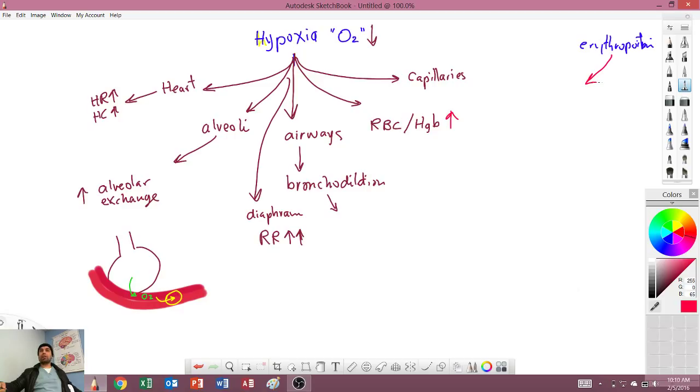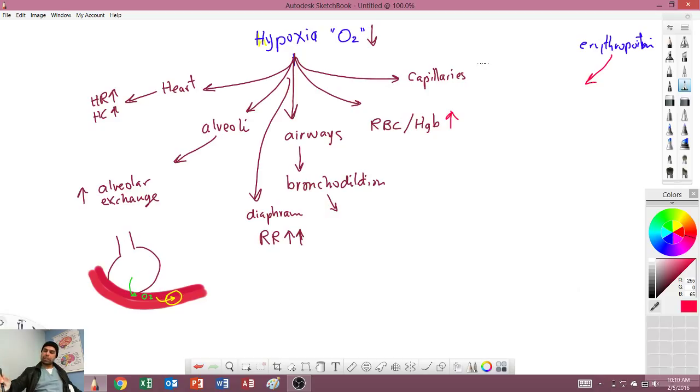Erythropoietin, so kidneys are also sensitive to oxygen concentration. Whenever hypoxia occurs, the kidney gets activated and they will release what? Erythropoietin. To increase what? RBCs, RBC synthesis. And you cannot make RBCs without making hemoglobin. Okay, so synthesis of both will increase.